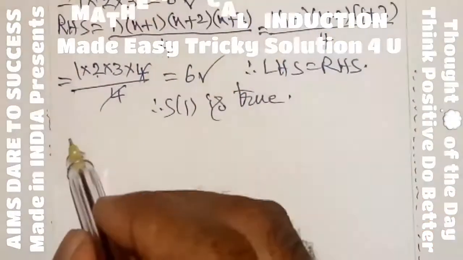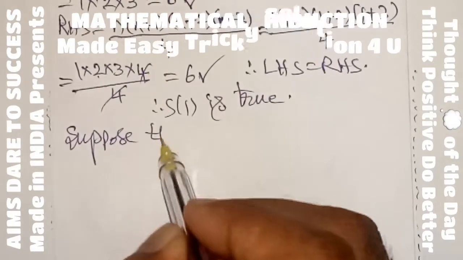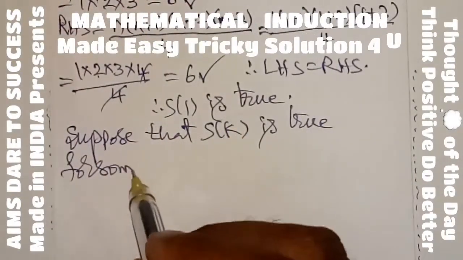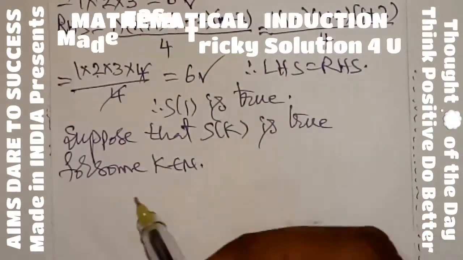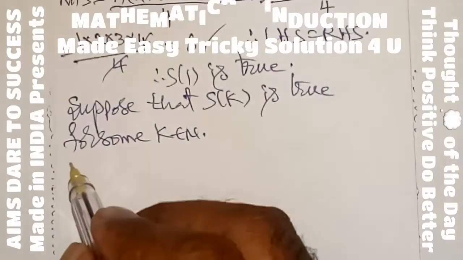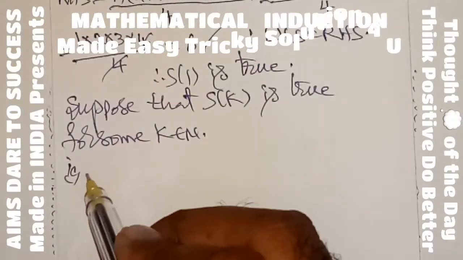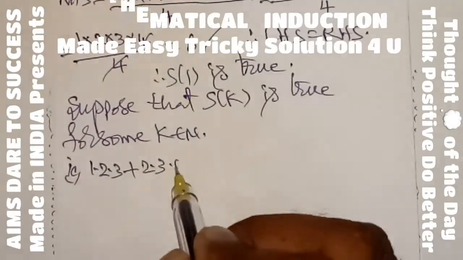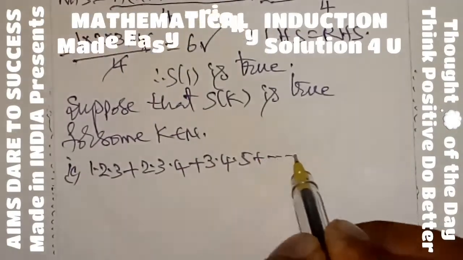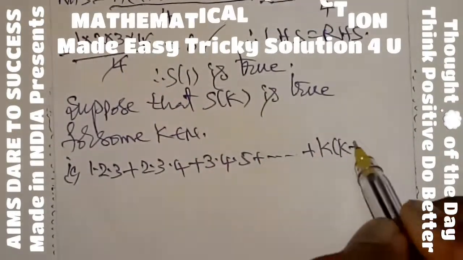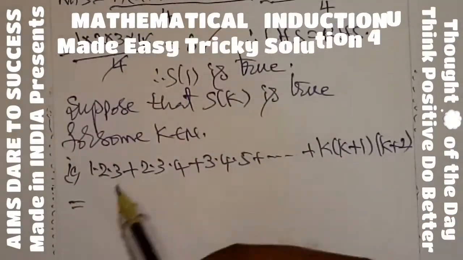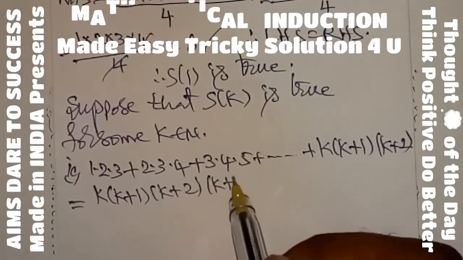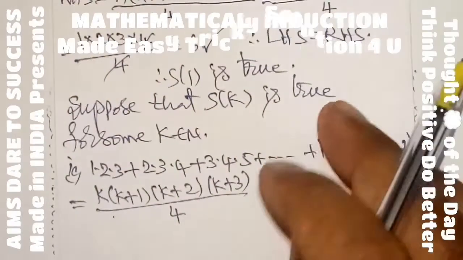Second step means suppose that S of k is true for some k belongs to N. So here you can remember, my dear students, S of k means n is equal to k in S of n. That is 1 into 2 into 3 plus 2 into 3 into 4 plus 3 into 4 into 5 plus and so on plus k into k plus 1 into k plus 2 equal to RHS. Also you can substitute n is equal to k. That is k into k plus 1 into k plus 2 into k plus 3 by 4. This is S of k.